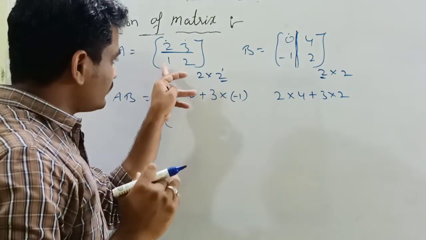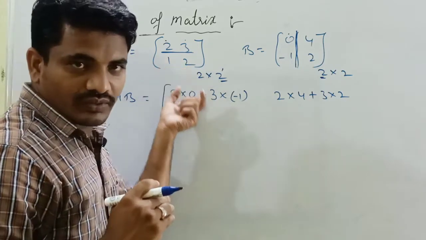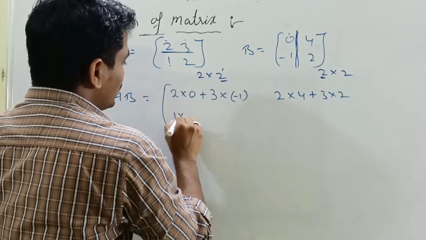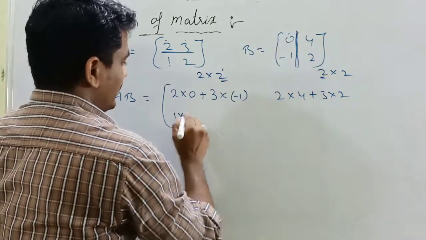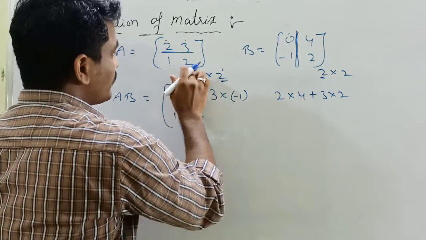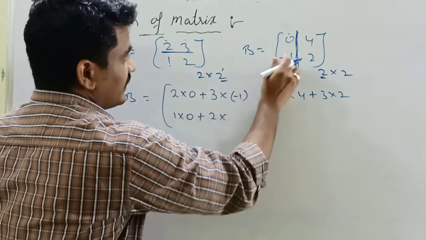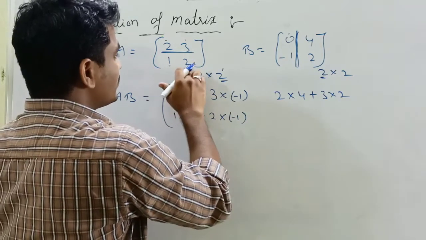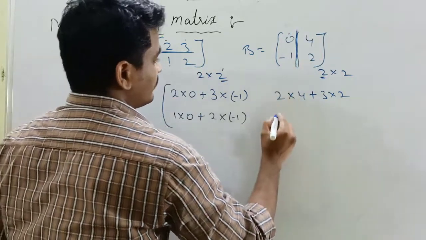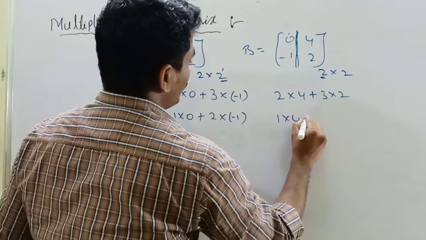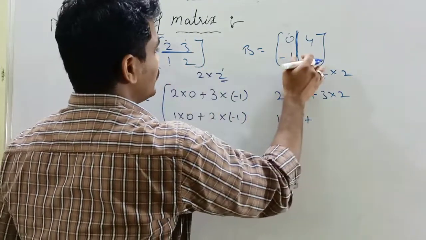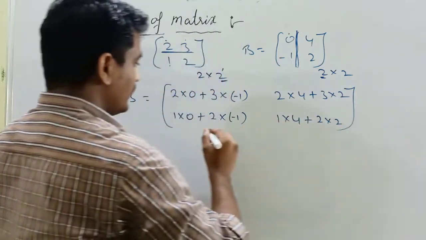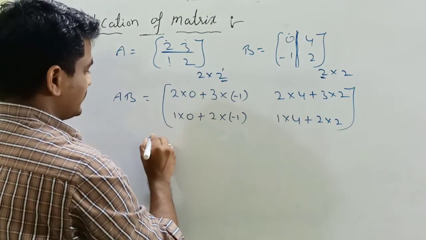Next, the second row. In the second row, the first element is 1, multiplied with the first element of the first column, plus the second element 2 into the second element of the column. Again this row is multiplied with the second column: 1 into 4 plus 2 into 2.